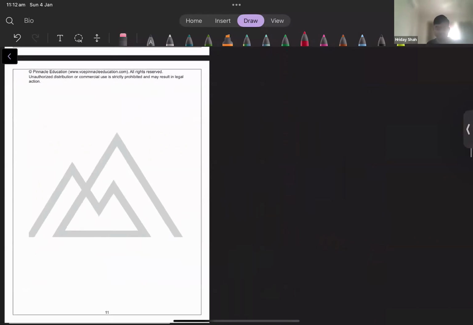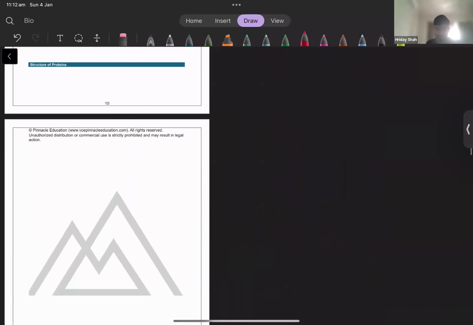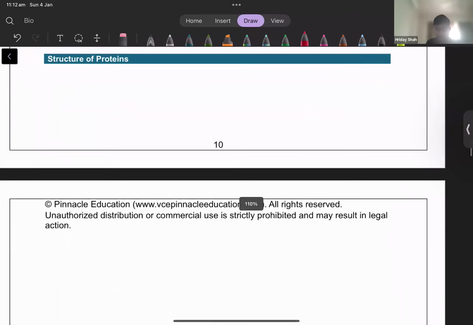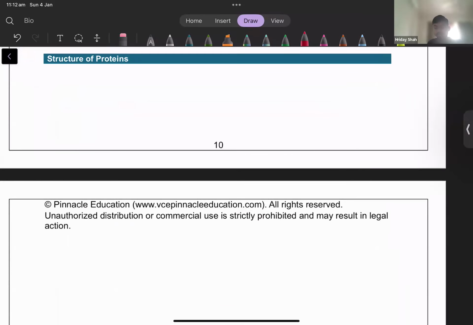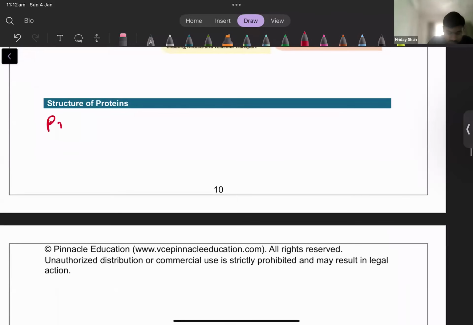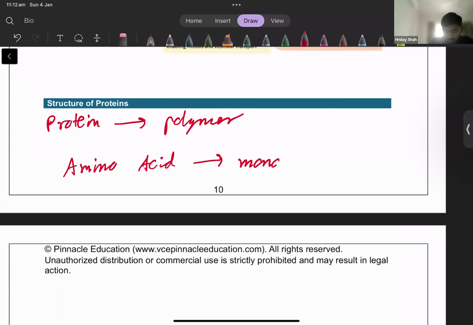So then if we move down to have a look at the structure of a protein, can anyone tell me from earlier in the lesson, protein is the polymer. What is its monomer? Amino acids. Amino acids, good. So protein is going to be the polymer. Amino acid is its monomer.